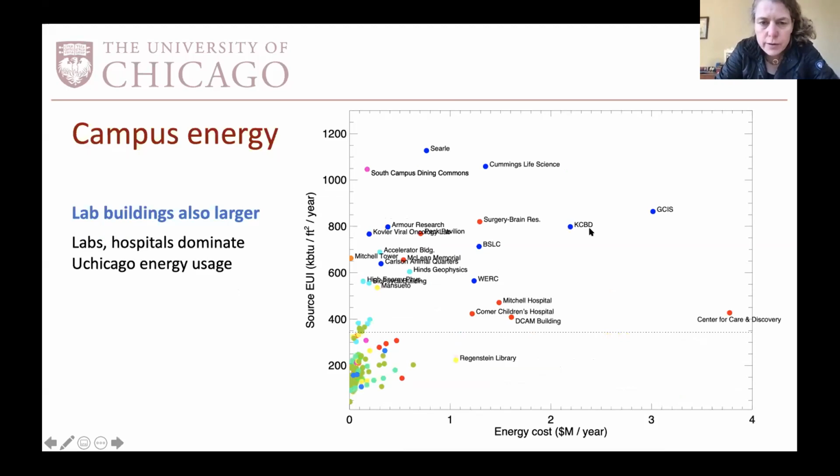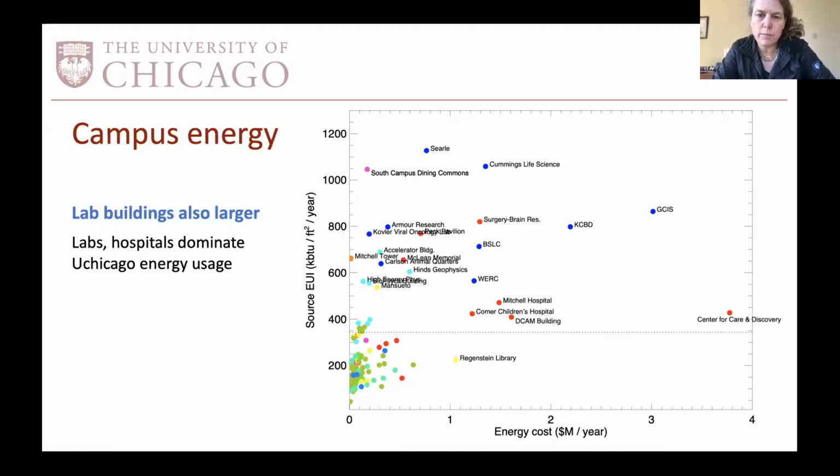Right, okay, so here's the same figure, only what I've done now is the x-axis is sorted by energy cost in millions of dollars per year for individual buildings. And what you can see is among the non-hospital buildings, the Gordon Center, the GCIS building, used, at least in 2015, about $3 million a year just for that one building.